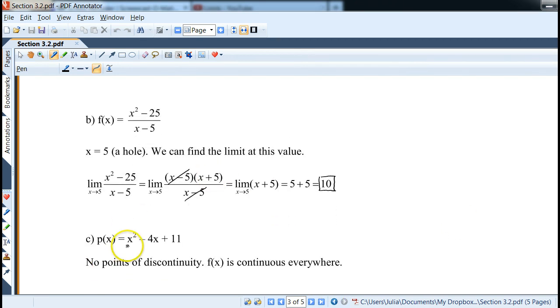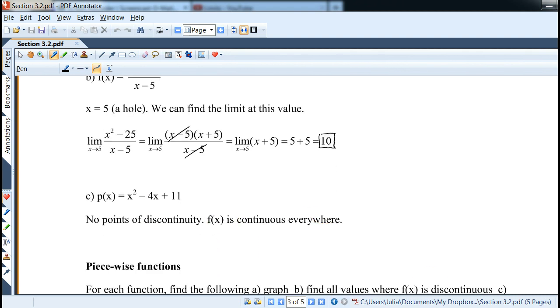Now the third example, it's a polynomial, x squared minus 4x plus 11. Notice how we discussed in the previous section that polynomials are continuous and there is no denominator that you see. So it's continuous for all x, or for all real values. There is no point of discontinuity, so you cannot answer any of the further questions. So f of x is continuous everywhere on the real line.